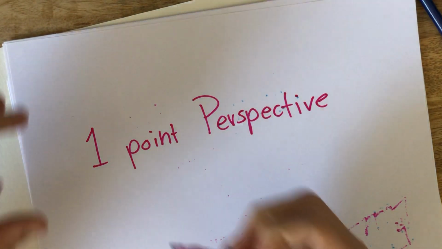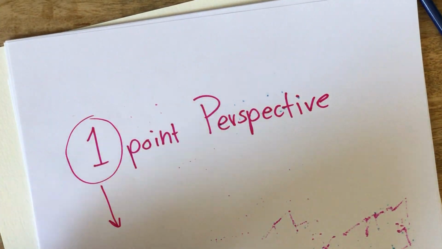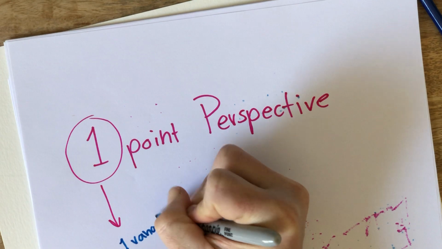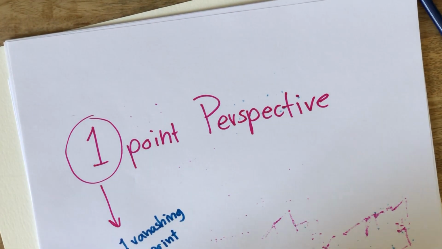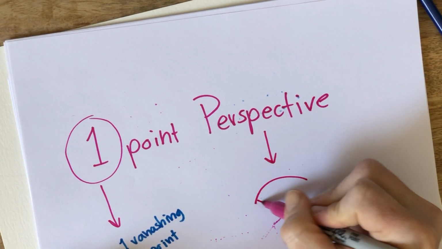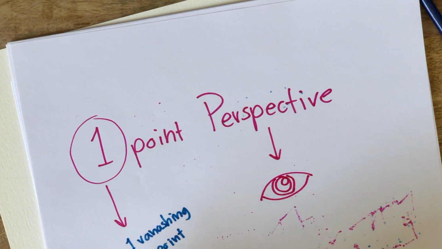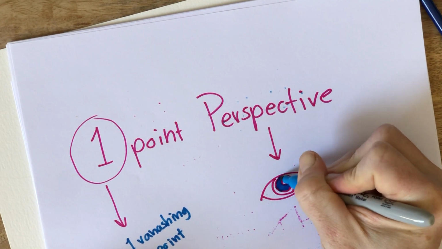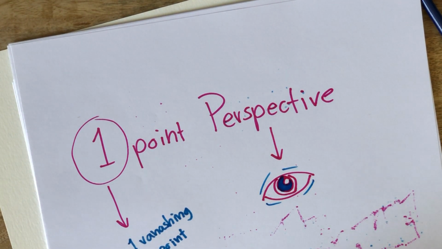What this means is this 1 here tells us how many vanishing points there are going to be. So 1 is 1 vanishing point. And perspective, again, is how the artist sees something and then recreates it. So if we make a little eye here, so that we understand that perspective is how an artist sees something and then recreates it, okay?